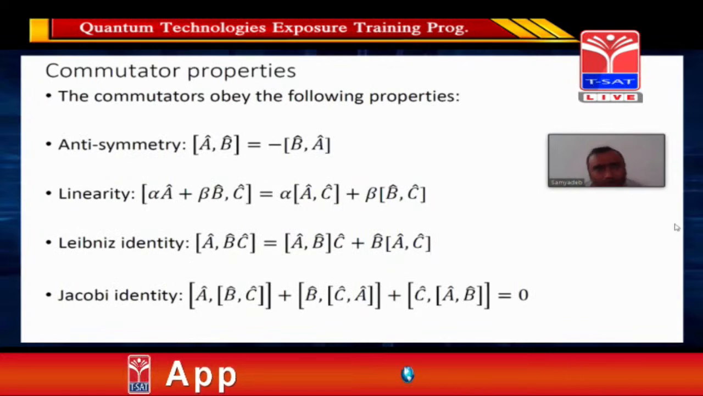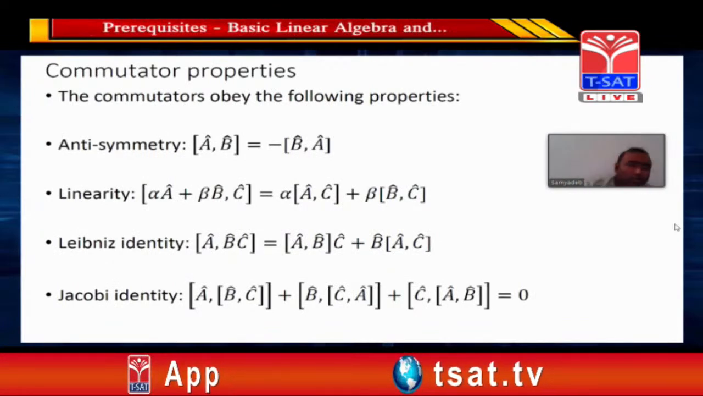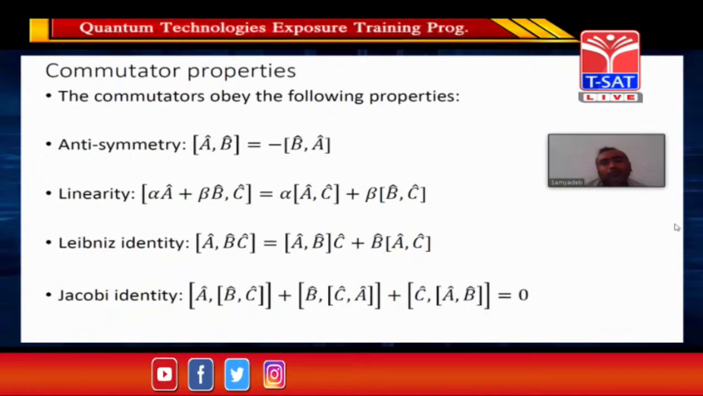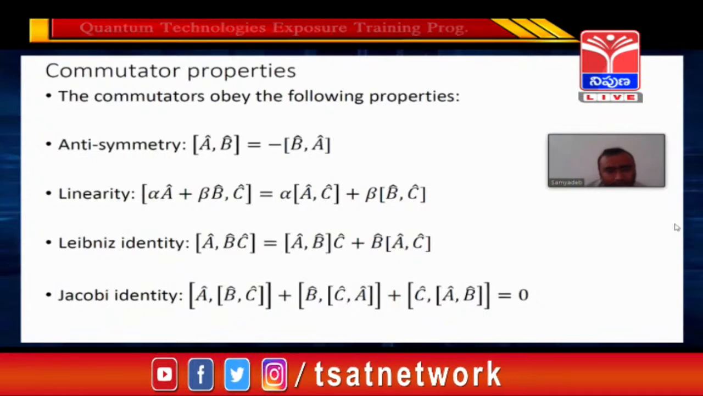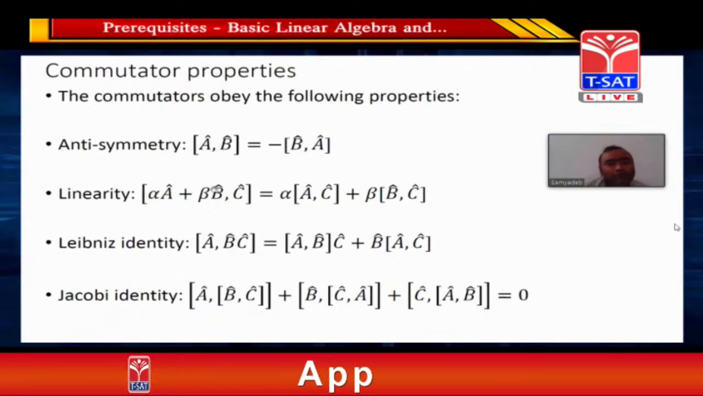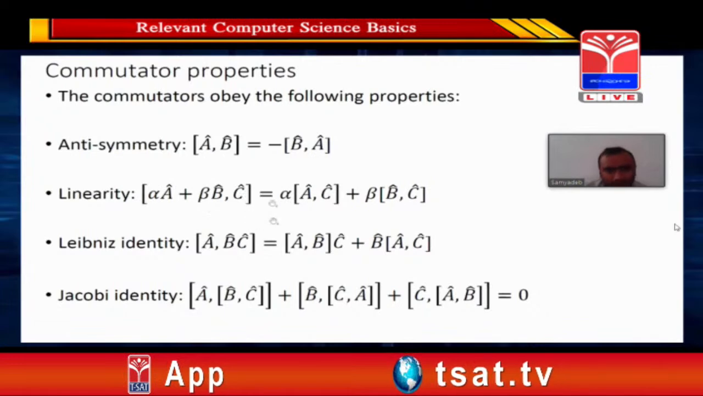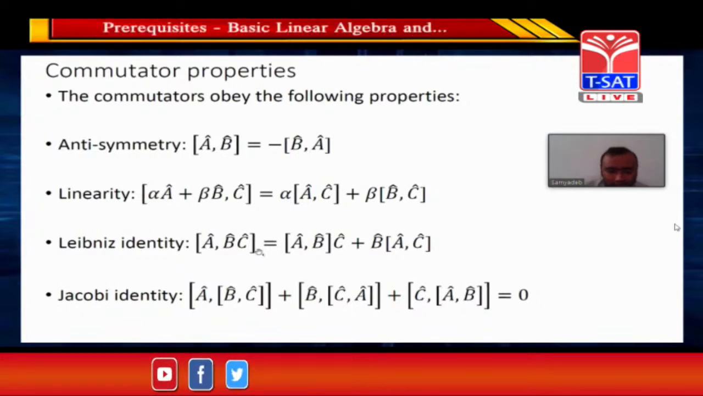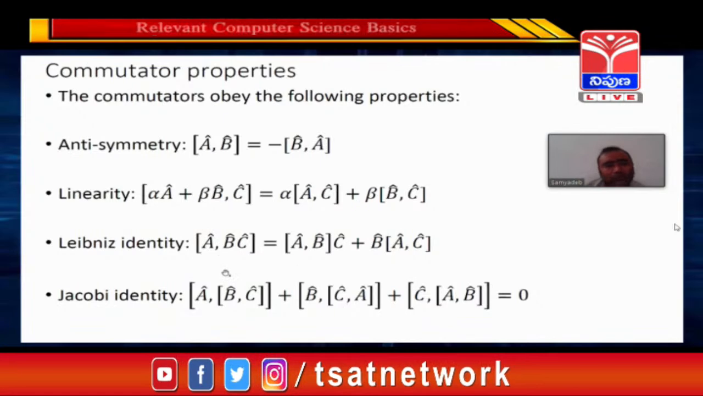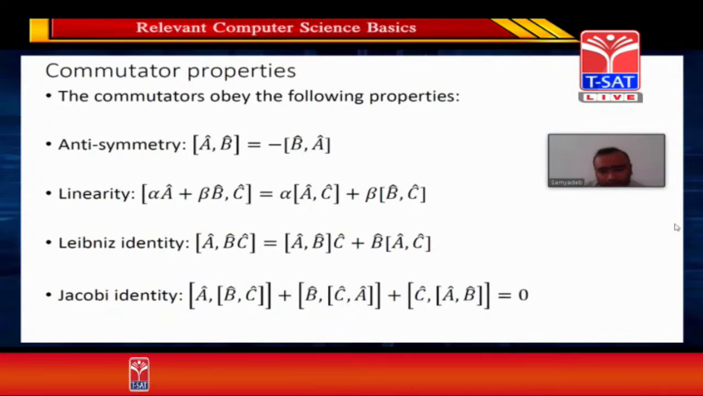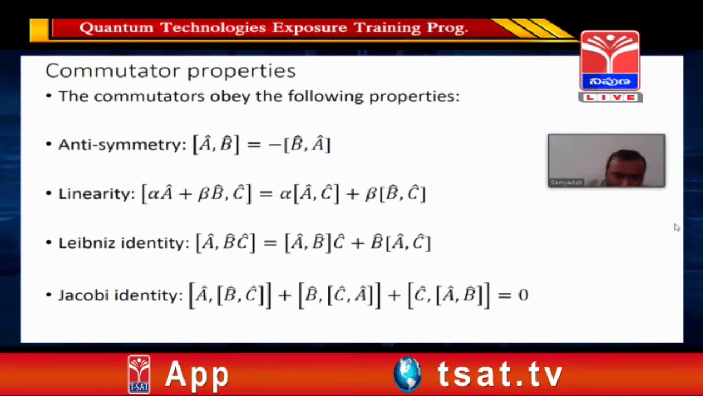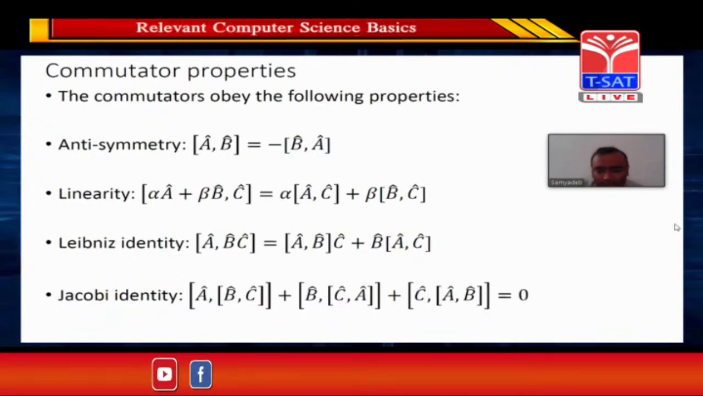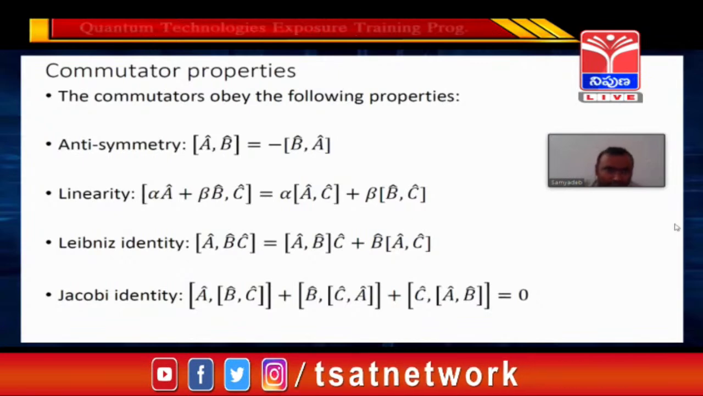There are some properties of the commutator. The first is antisymmetry: the commutator of A and B is minus the commutator of B and A. The second is linearity: the commutator of alpha A plus beta B with C is alpha times the commutator of A and C plus beta times the commutator of B and C. The third is called the Leibniz identity: the commutator of A with BC equals B times the commutator of A and C plus the commutator of A and B times C. And the fourth one is called the Jacobi identity. I am not going to discuss all the proofs. Let us discuss one or two for your better understanding.